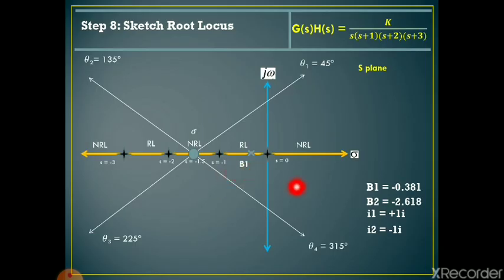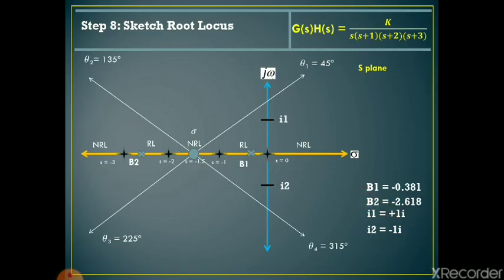So now we have 2 breakaway points. Breakaway point B1 and the value is given here, you can observe that. And again we will have a breakaway point here, that is B2, and again that value is given here. Similarly, the root locus intersects the imaginary axis at 2 points, I1 which is +1i, which we found out in step 6, and similarly here you have I2 which is -1i, which we also found out in step 6.